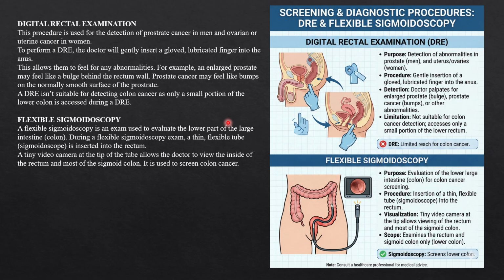So there is again flexible sigmoidoscopy, which is basically the evaluation of the lower large intestine for colon cancer screening, and the procedure is the insertion of the thin flexible tube, which is basically the sigmoidoscope, into the rectum, which has a tiny video camera at the tip that allows the viewing of the rectum and most of the sigmoid colon.